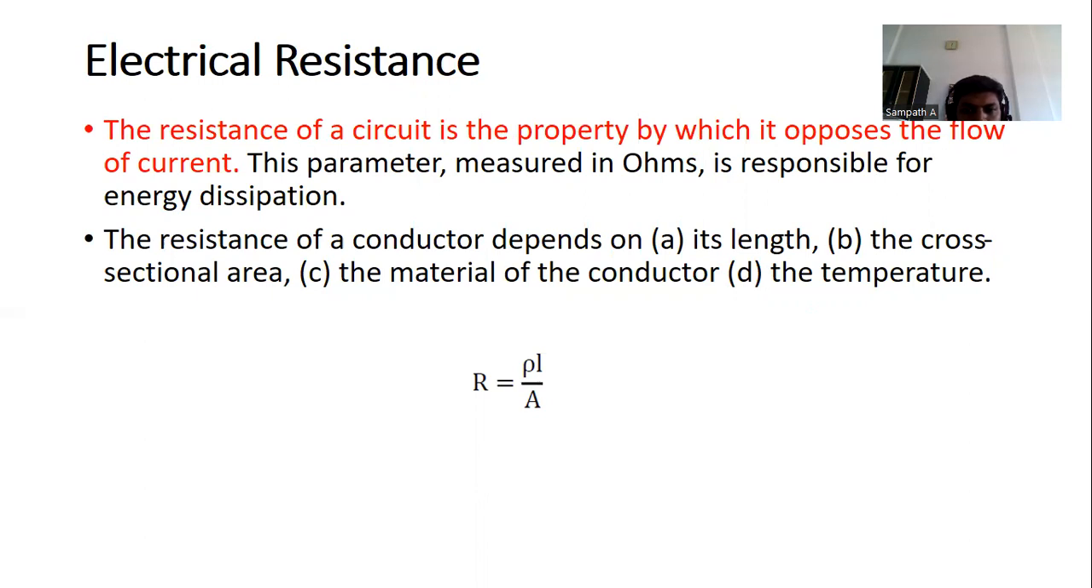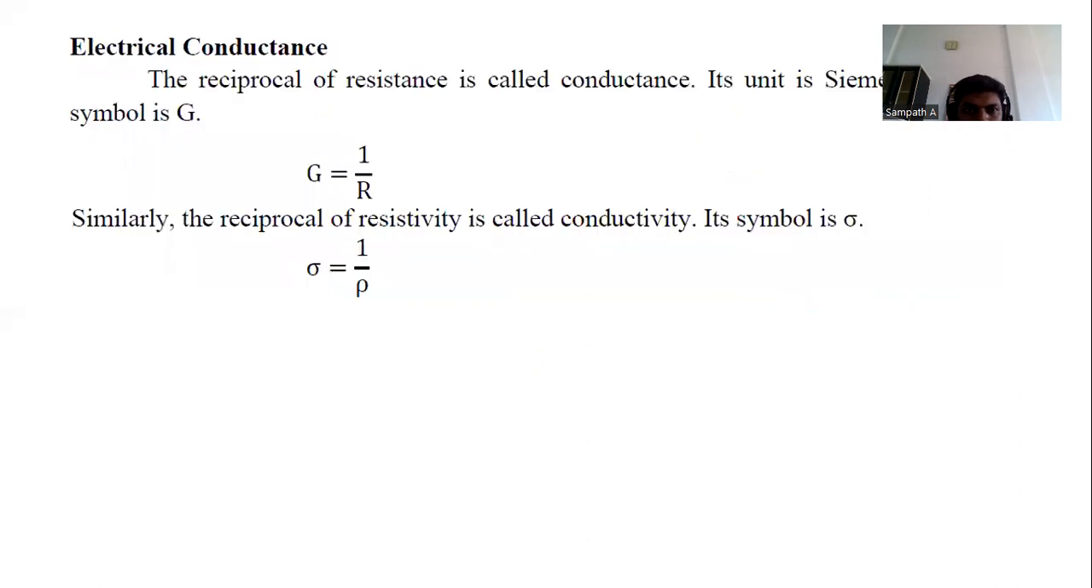From this formula, we know area is inversely proportional to resistance. So when area increases, resistance obviously decreases. Similarly, the length of the conductor is directly proportional to resistance. So when length increases, resistance increases, and when length decreases, resistance obviously decreases. In general, resistance is used to oppose the current flow. And conductance is the reciprocal of resistance: 1 by R equals G. The notation of conductance is G.